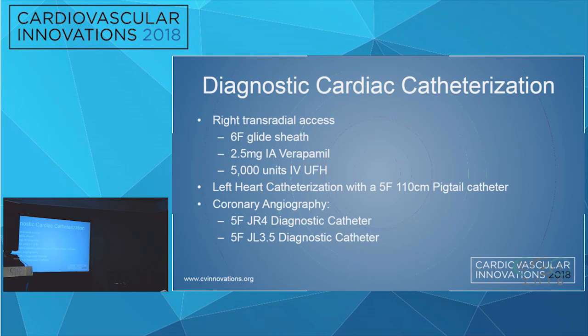Right transradial access, 6 French Glidesheath in the radial. My cocktail is usually 2.5 milligrams of intra-arterial verapamil. Sometimes I mix that with 200 of nitro, sometimes I don't. 5,000 units of IV heparin given systemically. I did a left heart cath with a 5-French pigtail, and then coronary angiogram using a JR4 and JL3.5 5-French diagnostic catheters.